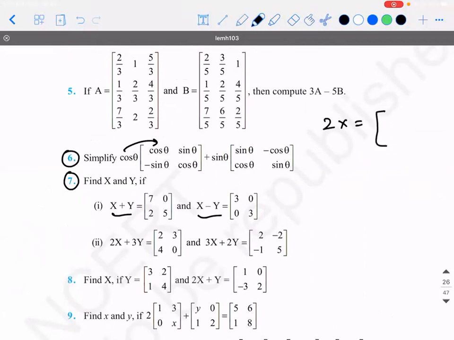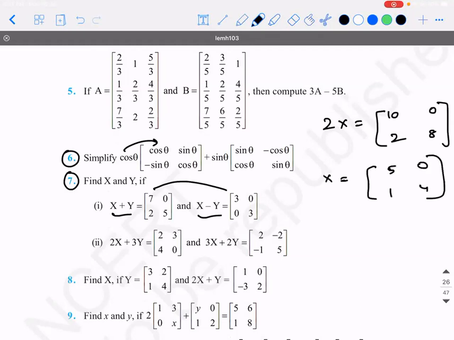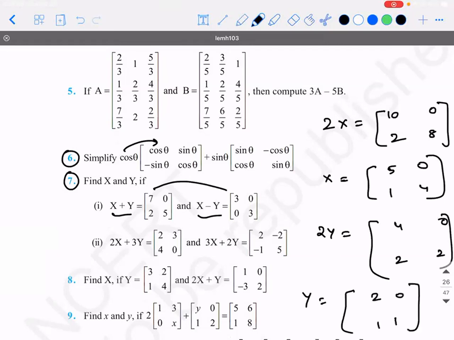You add them. So 2 times matrix X is equal to, add the corresponding elements. 7 plus 3 is 10, 0, 2, 8. This is 2x. So x will be how much? 5014. Right. In a similar way, if you subtract them, 2y will be equal to 7 minus 3 is 4, 0, 2, 2. Y is equal to 2, 0, 1, 1.